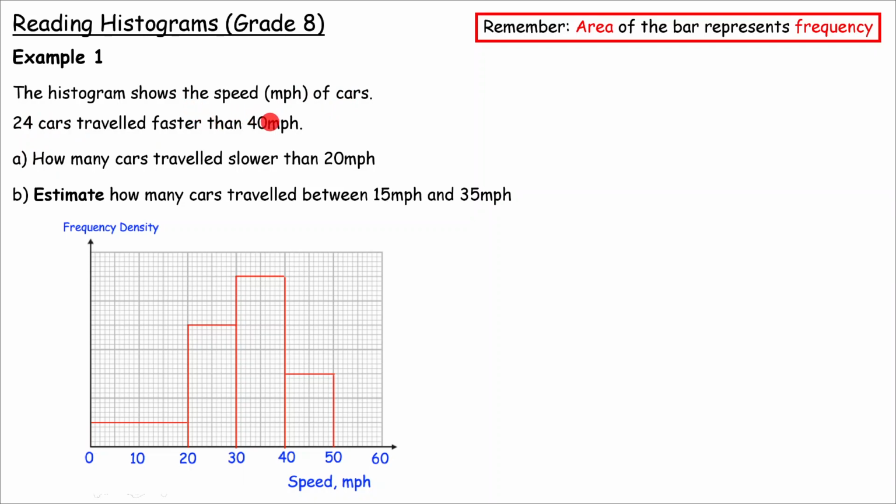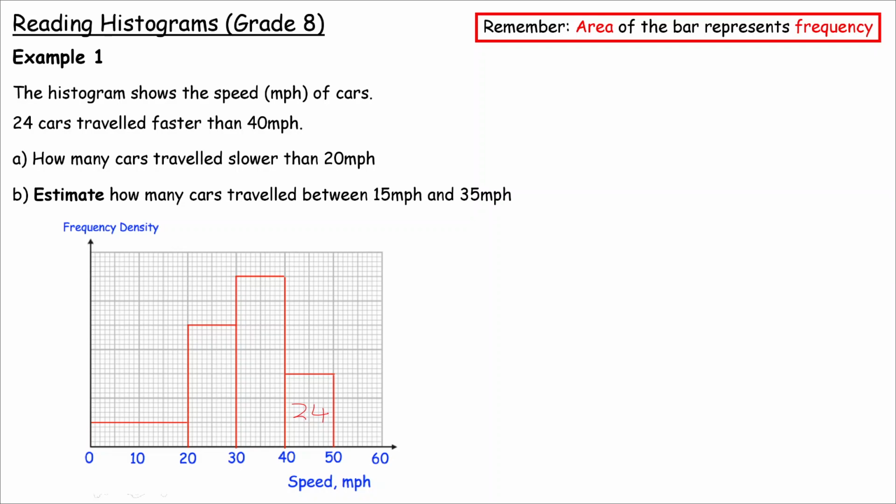Part A is asking how many cars travelled slower than 20 miles per hour. So I want to see how many cars are below 20. Basically, I want to find the area of this bar here, because area of a bar for a histogram is frequency. But I need this value here to do that. I can get there eventually by knowing that 24 cars travelled faster than 40 miles per hour. So the frequency above 40, this bar here, is 24 cars, which is really useful.